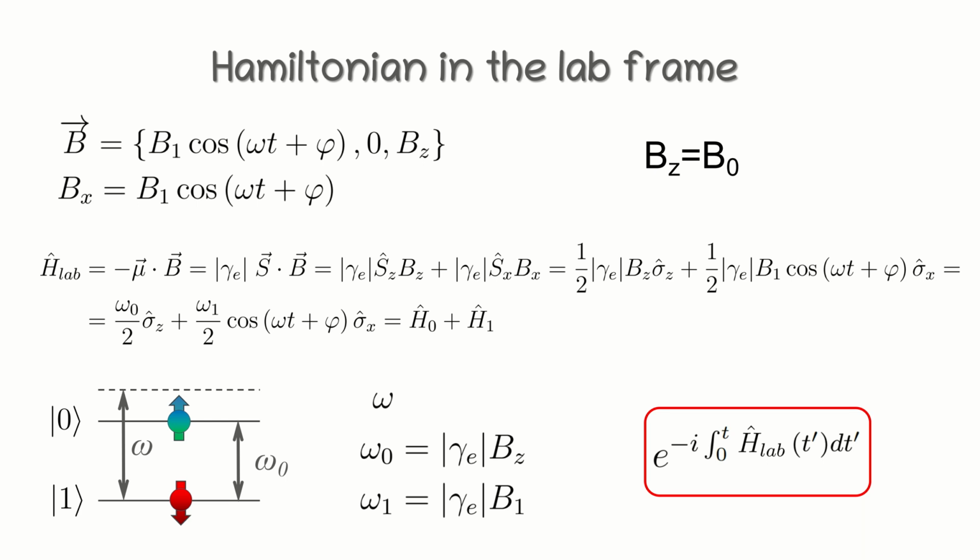To find an expression which defines the state of a two-level system at any moment in time, we need to apply a time evolution operator generated by this Hamiltonian to the initial state. The time evolution operator is shown in the red frame. It cannot be expanded in a familiar way because now the Hamiltonian is time-dependent and the matrix exponential contains an integral. So it is a computationally difficult problem.